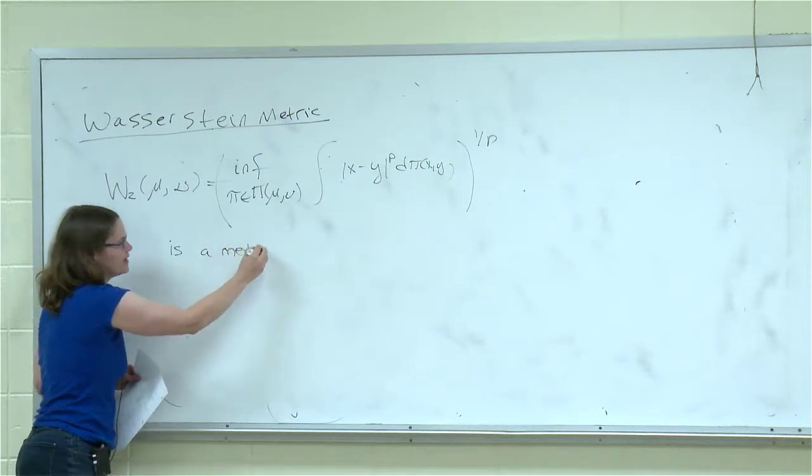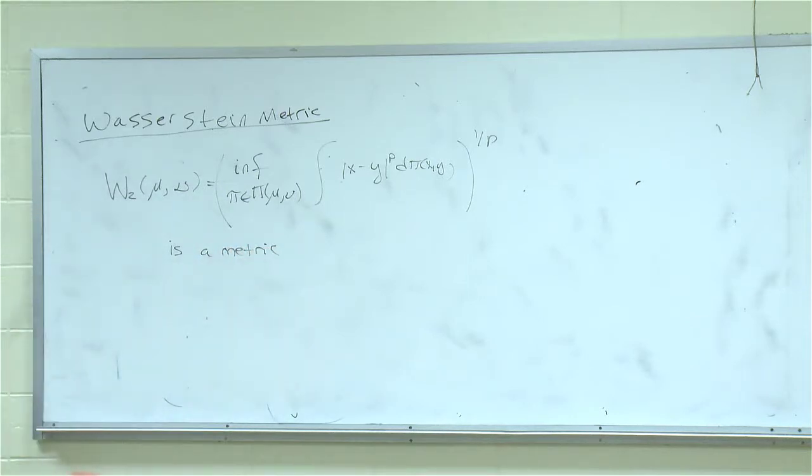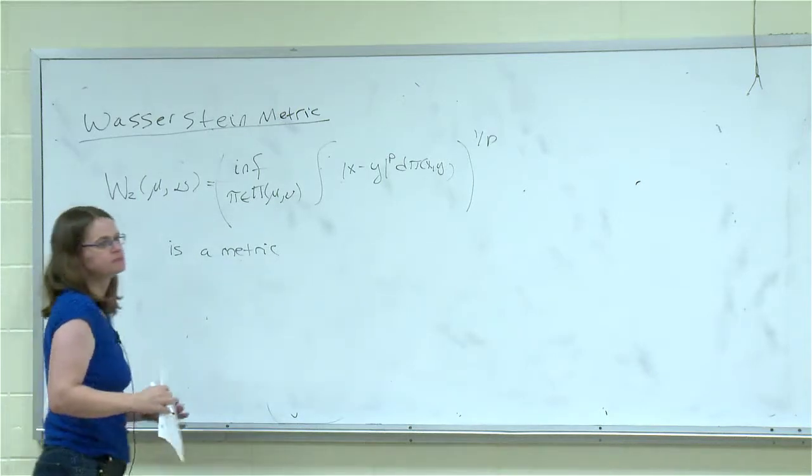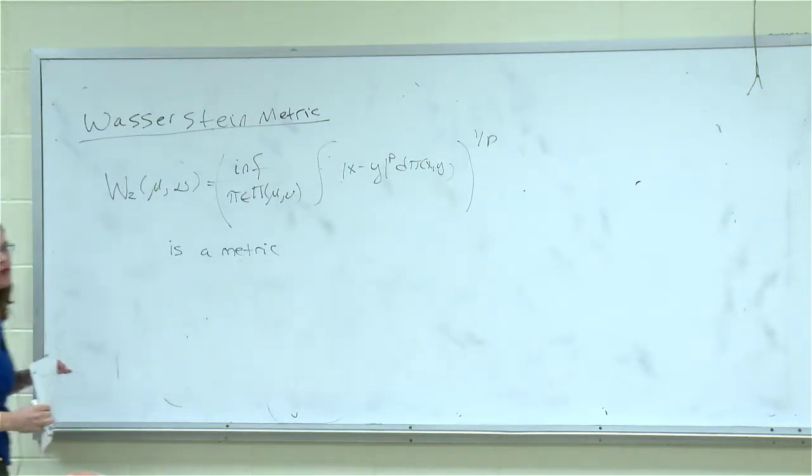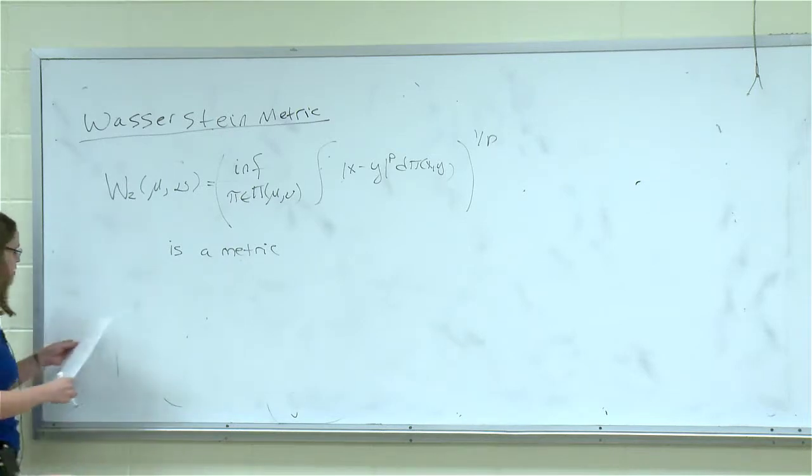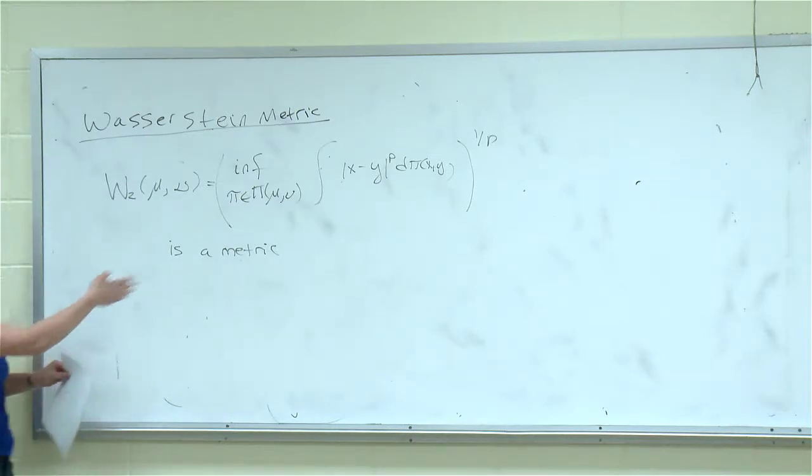All right, we figured out last time this is a metric. I'm going to run through a few other properties that are going to be important for the applications. Much simpler than what we did last time. So first of all, how does this behave?